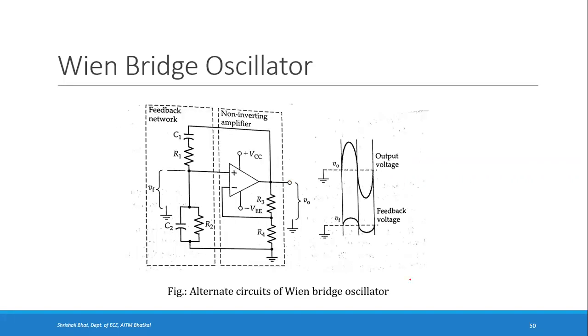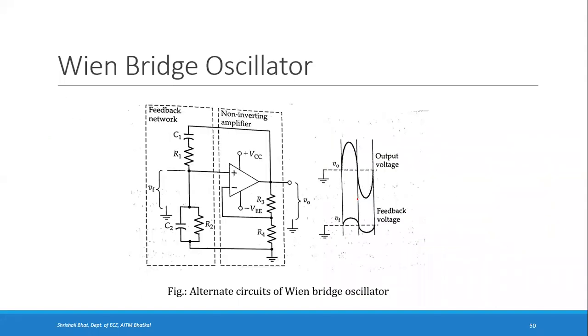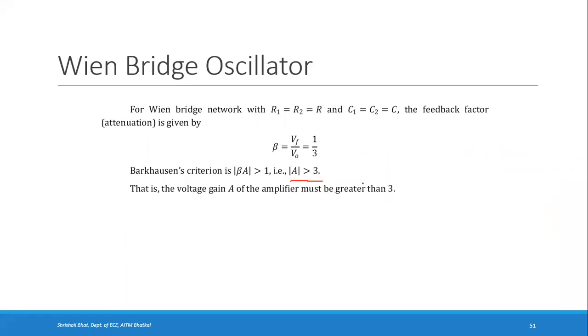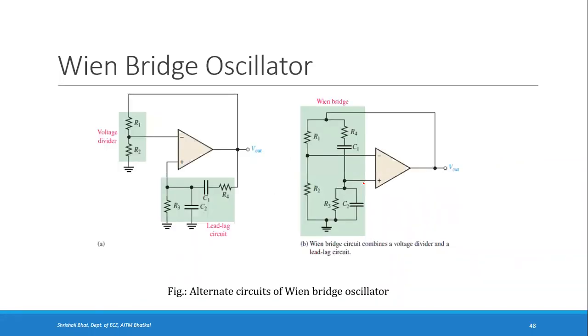This is a circuit where there is a bridge in the feedback network. That's why it's called a Wien bridge. Wien is actually the name of the person who constructed this circuit. There are alternate circuits for this, the same circuit drawn in a different form. If you connect them, everything connects. All the connections mean the same thing.